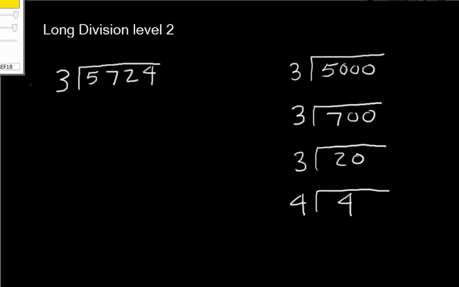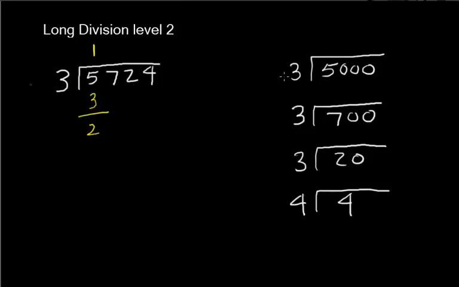Make sure my pen's on the right one. Okay, so here we go. So 3 goes into 5 one time. And so then we multiply the 1 times the 3 to get 3. Now we have to subtract the 3 from the 5. And we have 2 left over.